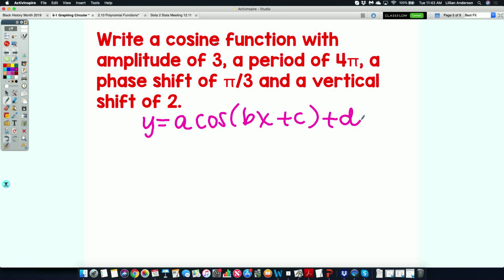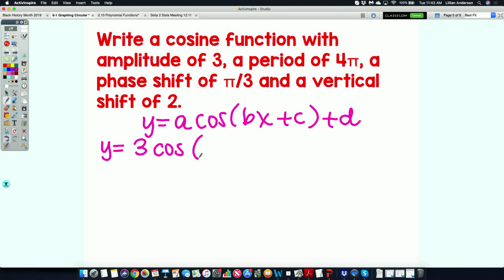All right. What's a going to be? 3. It is your amplitude. The only time that a won't be 3 is if it says that it was reflected over the x-axis, because then that means it would have been a negative. Okay? But it would say that somewhere inside of the problem. Okay? Cosine. Now I need to find b.